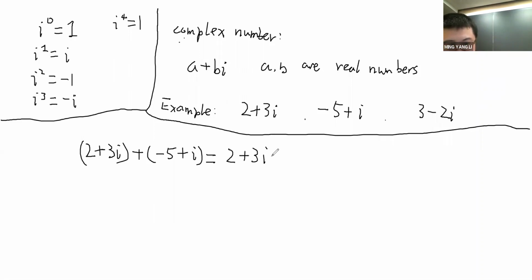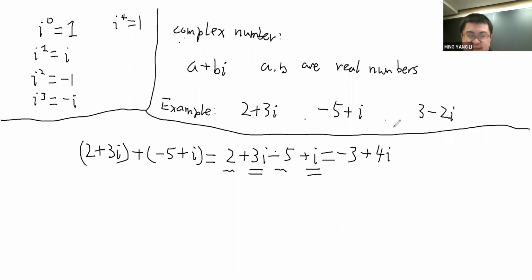2 plus 3i plus negative 5 becomes minus 5, plus is plus i. And then these are the number parts. Combine these two, you get 2 minus 5 is negative 3. And for the variable part, you get plus 3i plus i, together you get plus 4 times i. And that's it. For plus, it is the same as polynomials.